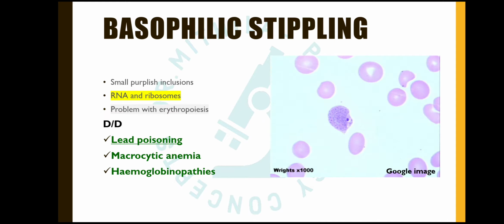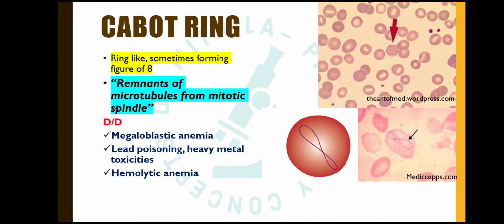So basically there is a defect in the erythropoiesis or the maturation of the RBCs, and that results in basophilic stippling. Now next we come to the Cabot ring. Cabot ring is again very important for MCQs, and sometimes there is a ring formation within the red blood cell, or sometimes there is a figure of 8 formation. The content of this Cabot ring is microtubules from the mitotic spindle. So these are the remnants of microtubules.